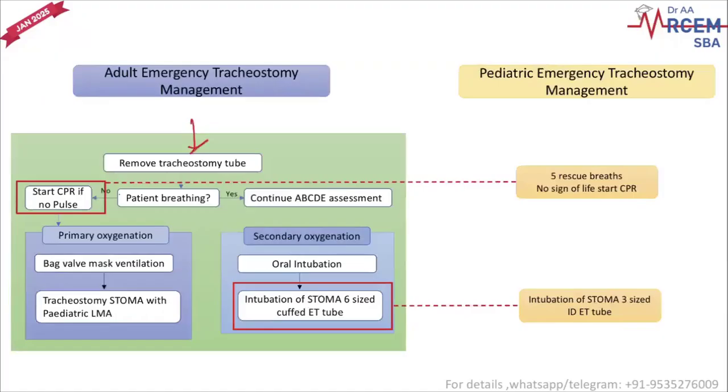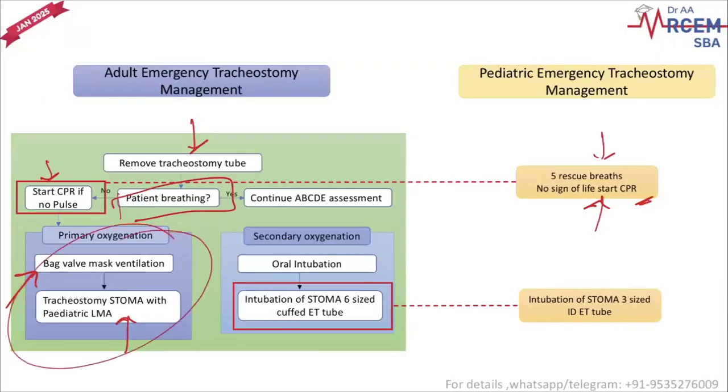Again, assess for the patient breathing here, then start CPR. You do not immediately start CPR. We usually give 5 rescue breaths. If there are no signs of life, then you start the CPR. The 5 rescue breaths are given by bag mask ventilation. If that doesn't help, then you can ventilate through the stoma itself, using a pediatric LMA.